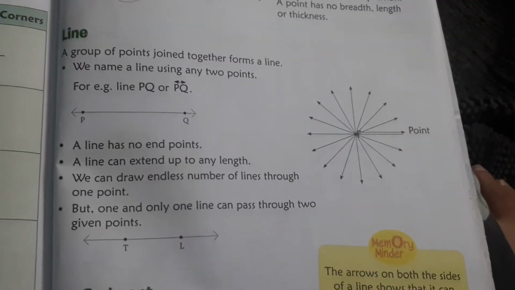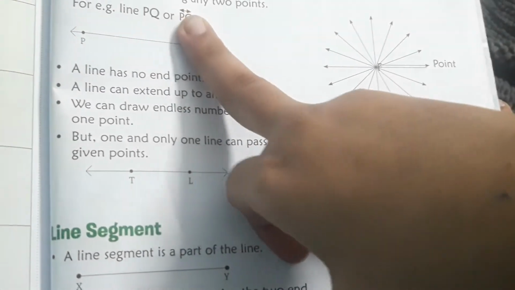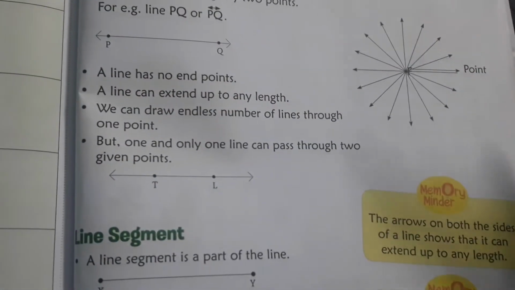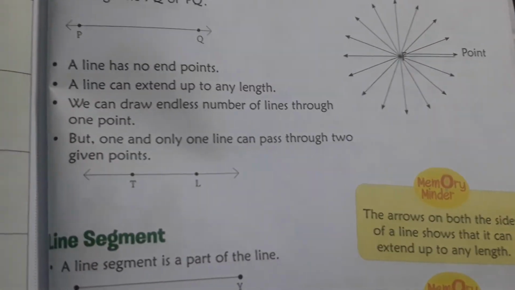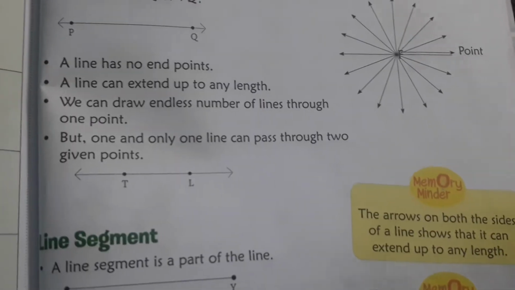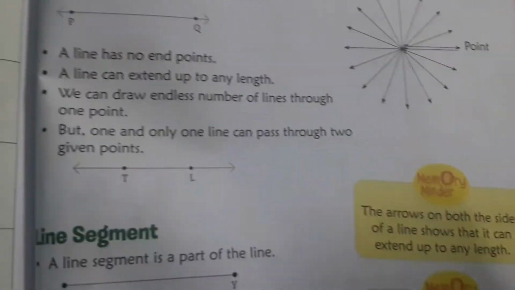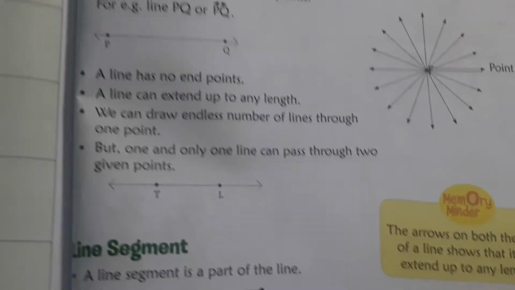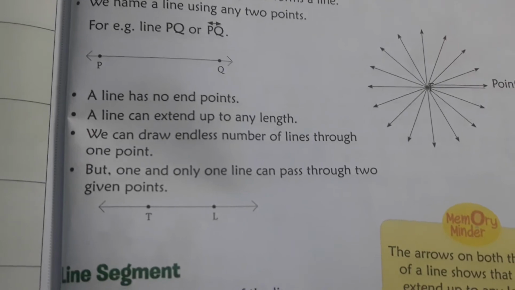Now here comes the line. A line is a group of points joined together which form a line. Example, this P and Q. This is the symbol of a line. Line has no end point. We can extend it up to any length and we can draw number of lines through one point. One point से, इस point से हम लोग endless lines बना सकते हैं. But with 2 points we can make only one line, with 3 points we can make only one line, but 1 point से हम लोग many lines बना सकते हैं.